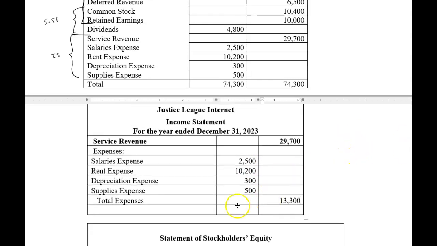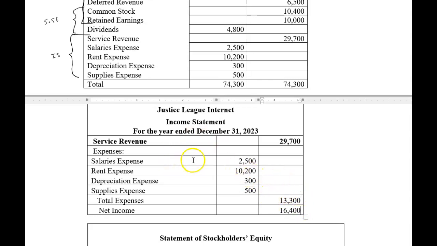All right. Now notice total is over here. Again, you could put all this in one column. It'd be perfectly fine. I just want to show y'all what we're subtracting here to get our net income. Now the last thing is our net income, or it could be a loss. In this case, we have a net income because our revenues exceed our expenses. If your expenses exceed your revenues, you have a loss. All right, so you take $29,700 minus your expenses of $13,300, you end up with $16,400. All right, so that's our net income.